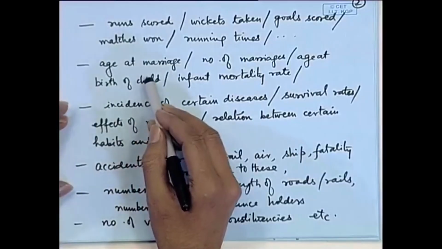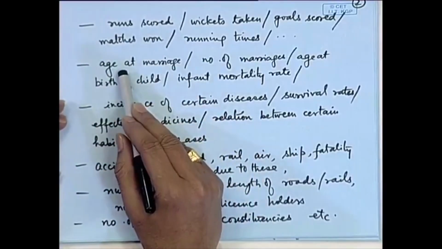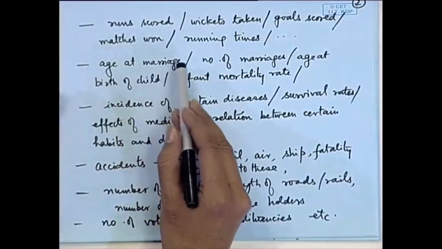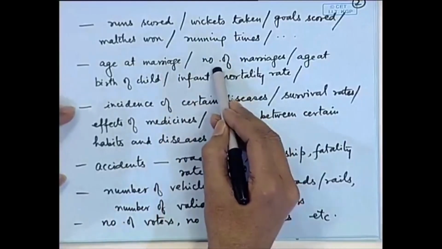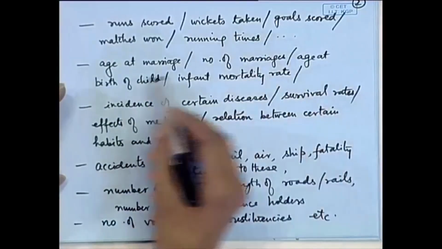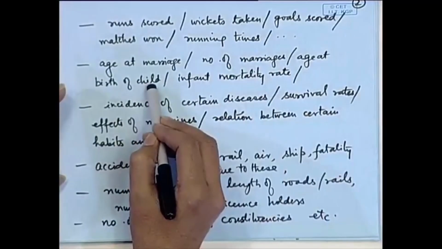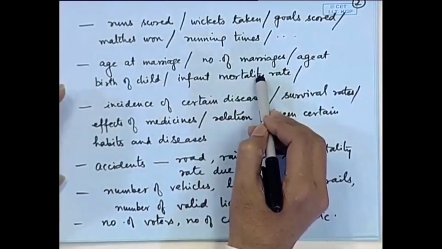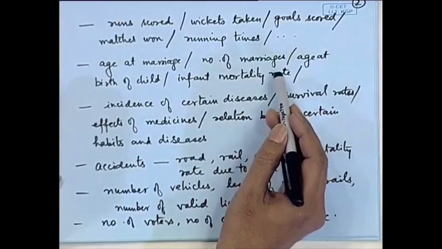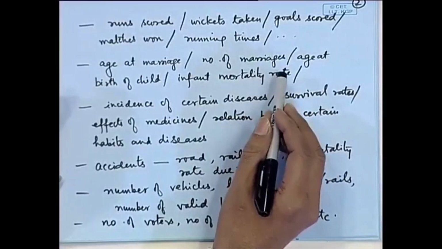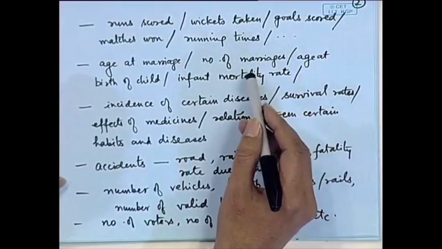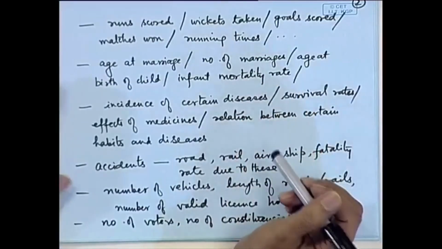In social studies, we may keep records of the age at marriage of the women, the age at marriage of the men, on average how many marriages persons have in a lifetime, what the age of the parents is at the birth of the child, and what the infant mortality rate is. Various statistics of this kind are helpful for formulating cultural and social policies by the government for health and family welfare and for various other things.